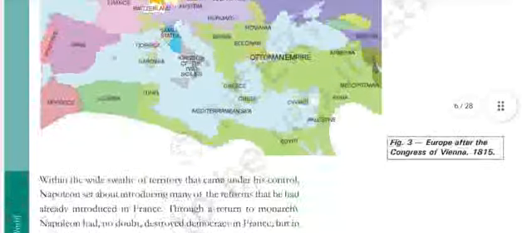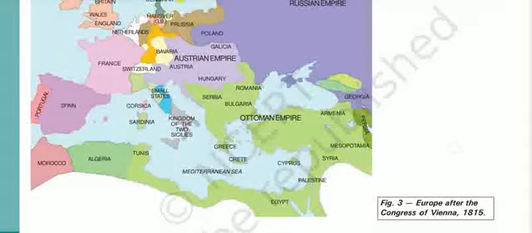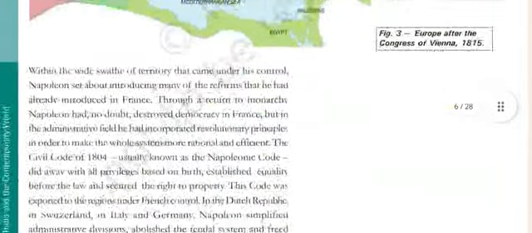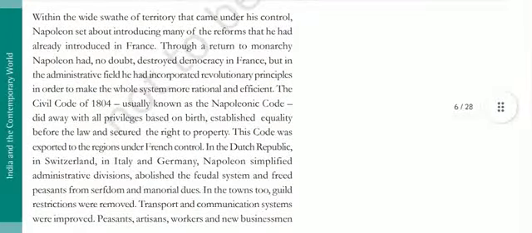Here you can see a map of Europe after the Congress of Vienna. With the wide swath of territory that came under his control, Napoleon set about introducing many of the reforms that he had already introduced into France. Through a return to monarchy, Napoleon had no doubt destroyed democracy in France, but in the administrative field, he had incorporated revolutionary principles in order to make the whole system more rational and efficient.